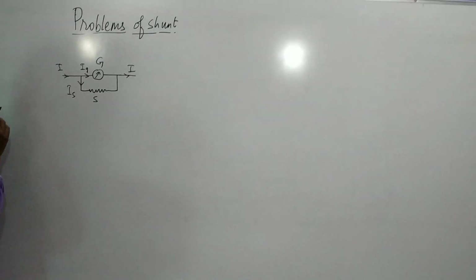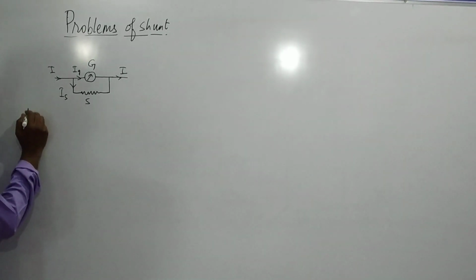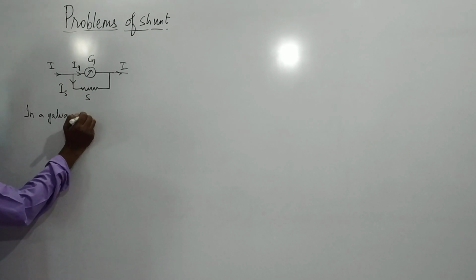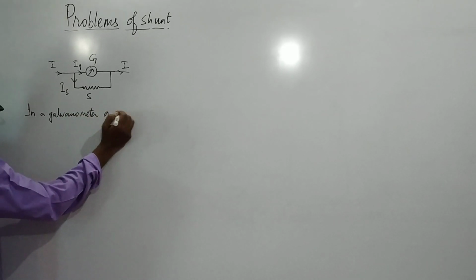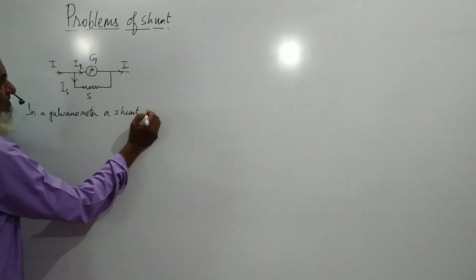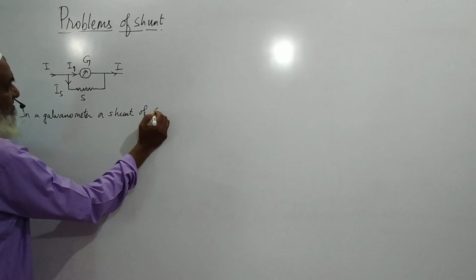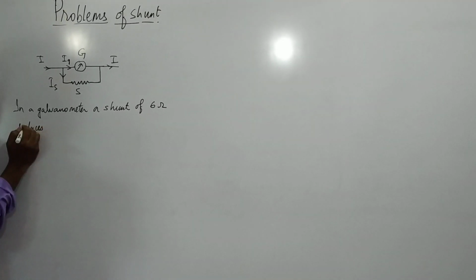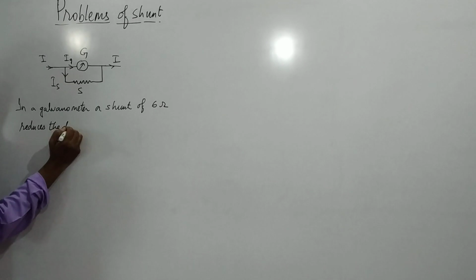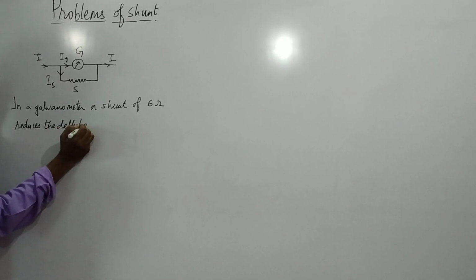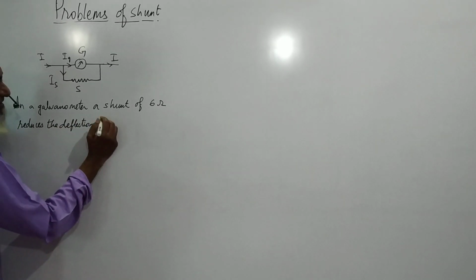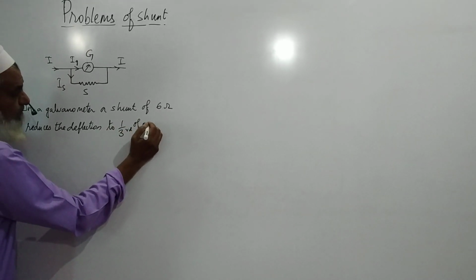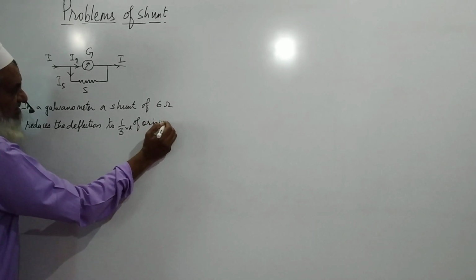Now here what we have to discuss, suppose it says that in a galvanometer, a shunt of say 6 ohm reduces the deflection to half, or reduces the deflection to say 1/3 of original value. That means the current has increased 3 times.